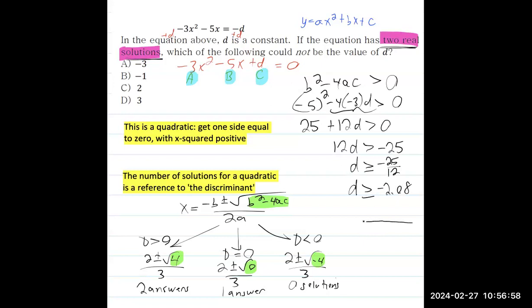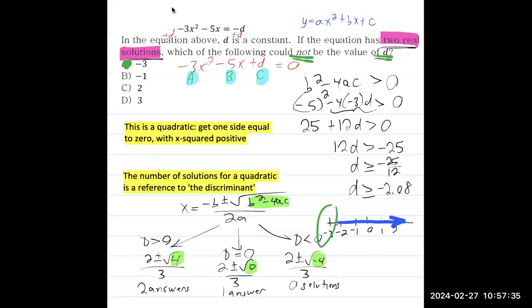So if we imagine this on a number line, we have 0, 1, 2, negative 1, negative 2. Let's put negative 3 in there. And we have to be greater than negative 2.08. So negative 2.08 is around here, and if we're going in the greater direction, it looks something like this. So that's a representation of our solution. It can be anything greater than negative 2.08. So which of these could not be the value of d? Negative 3, because out of all the numbers being offered to us, it's the only one not in the actual solution.